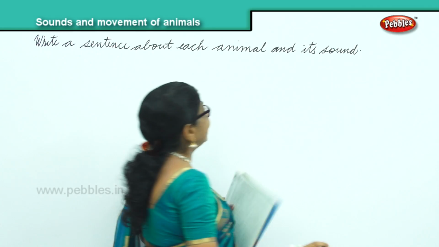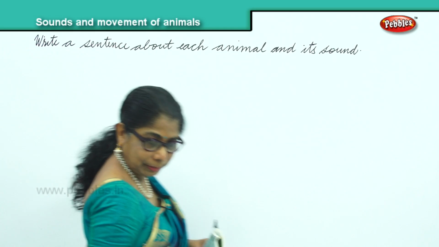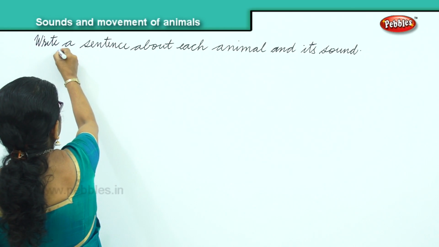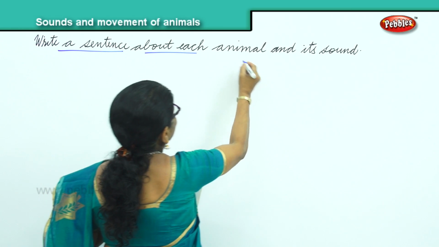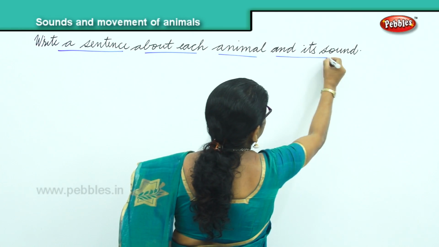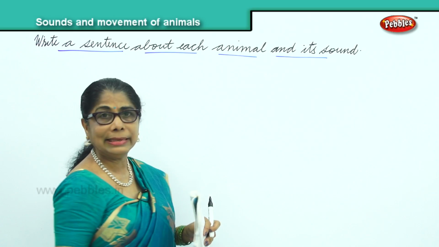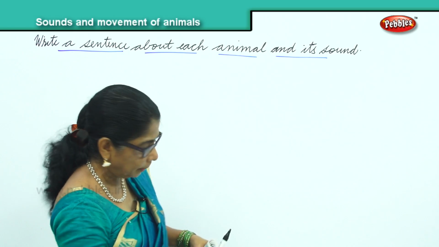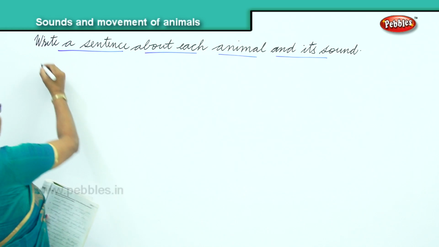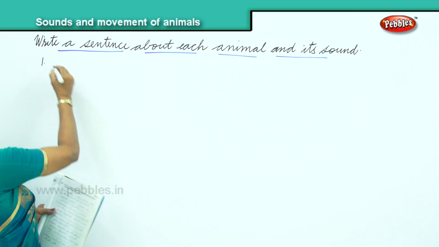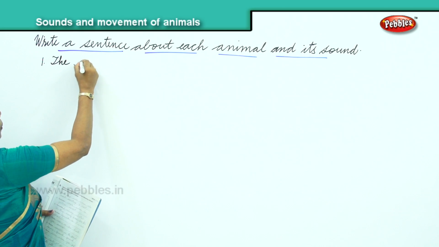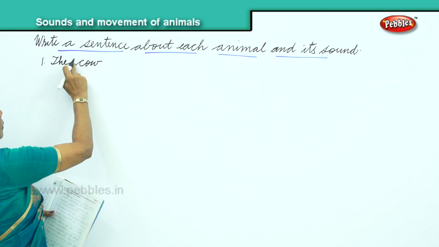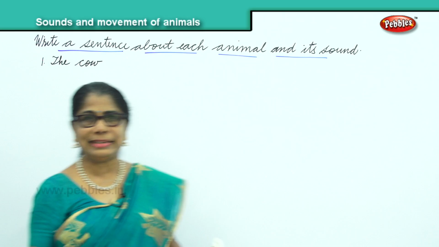So I'll give you a few animals and you will frame a sentence. What is the sound they make? Write a sentence about each animal and its sound. Now, first one, I have here the cow. Okay, let's frame a sentence together.